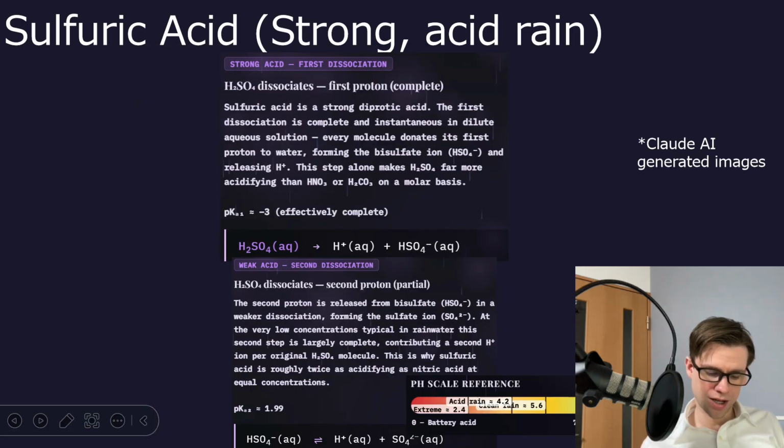Okay, so once you've got H2SO4, again, it's all over for acid rain. This H2SO4 will essentially release H plus 100% to make H plus and HSO4 minus. But sulfuric acid is a strong diprotic acid. The first dissociation is complete and instantaneous in dilute aqueous solutions. Every molecule donates its first proton to water. This will form the bisulfate ion, that's HSO4 minus and H plus.